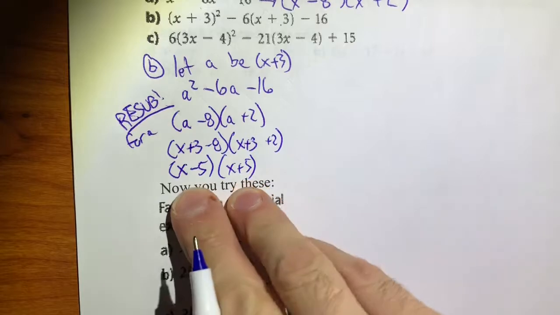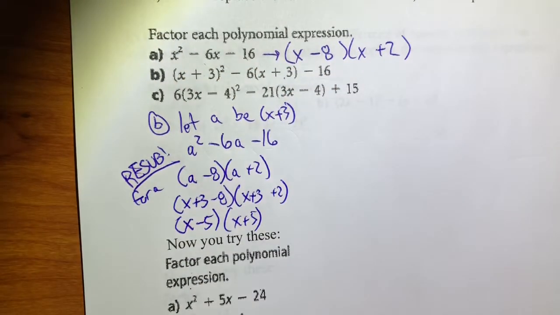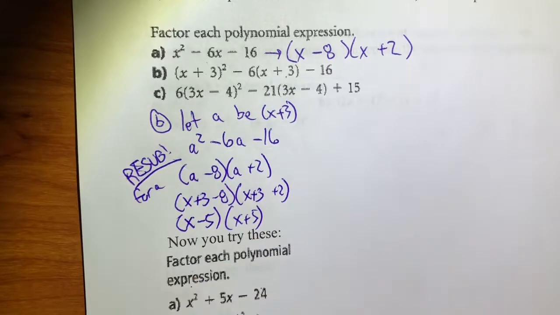And you might recognize that as a difference of squares. So what that means is if I had factored this all out, I would have ended up getting a difference of squares, but I was lazy and did it this way.